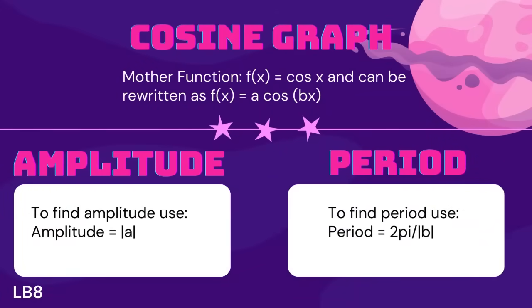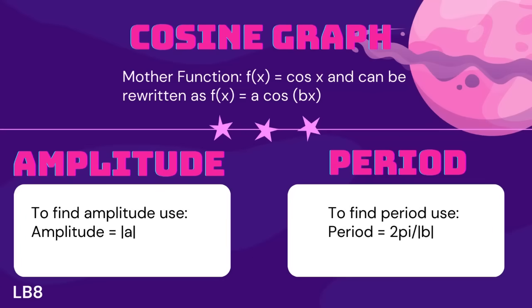Now for a little bit of recap. Cosine functions, or f of x is equal to cosine quantity of x, can also be written as y is equal to a cosine quantity of bx. And to find the amplitude, we just use the absolute value of A, while to find the period, we just use the formula 2 pi over the absolute value of B.